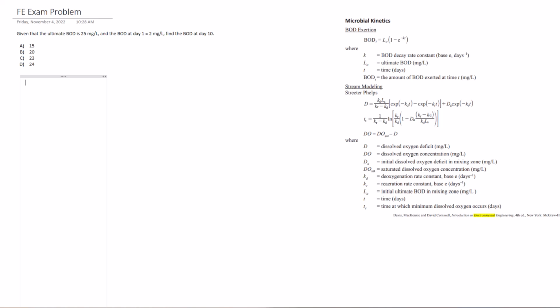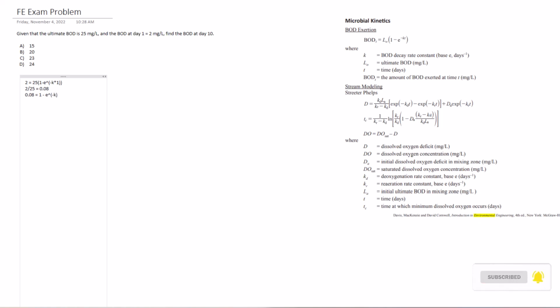So given that the BOD at day 1 equals 2, we're going to go there, and then the ultimate BOD is 25, and that's going to be multiplied by 1 minus e raised to the negative kt. And so now we know that we actually don't know the k value. We know t at this point is actually 1. So this is the setup for our equation, and we're going to solve for k. So we do 2 divided by 25, that equals 0.08. So 0.08 equals 1 minus e raised to the negative k. That's what we have here so far.